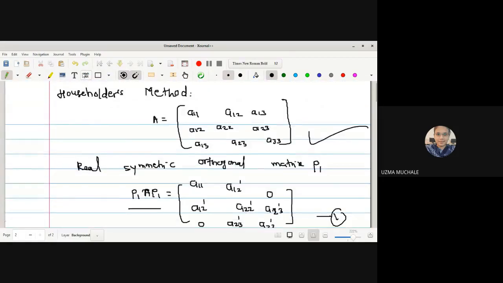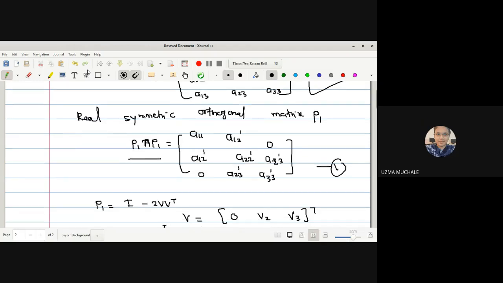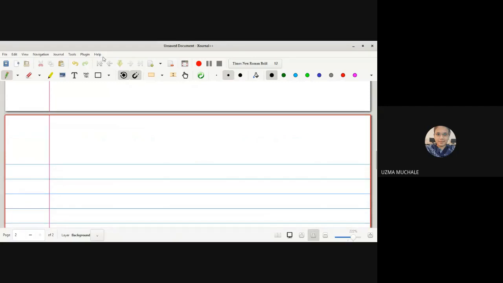What is our equation 1? It is this one, P1 A P1. What is our aim? We have to find a matrix P1 in such a way that P1 A P1 is equal to this matrix: A11, A12 prime, 0; A12 prime, A22 prime, A23 prime; 0, A23 prime, A33. For that we have P1 as well as matrix A. Firstly we will find P1 A P1, starting with finding A into P1.